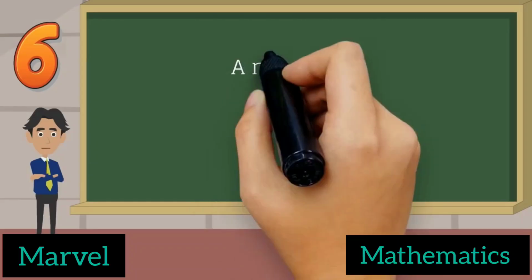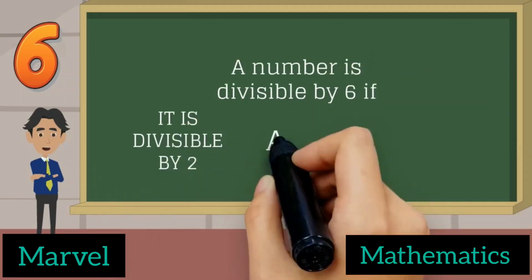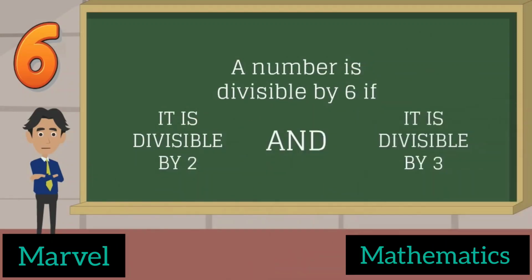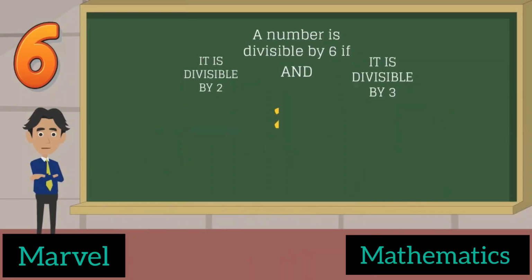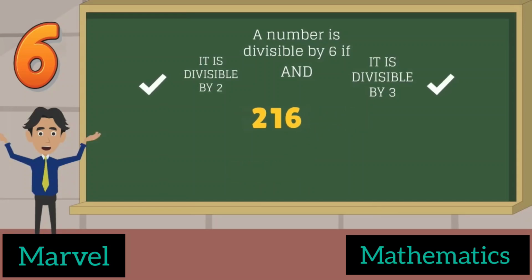The divisibility rule for 6 states that a number is divisible by 6 if it is divisible by 2 and divisible by 3 as well. In 216, for example, the last digit is even and the sum of its digits is 9. So it meets the divisibility rules for both 2 and 3. Hence it is divisible by 6.